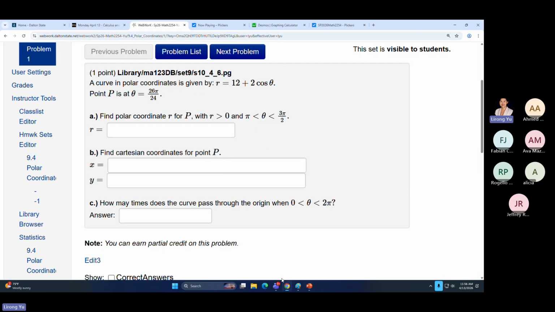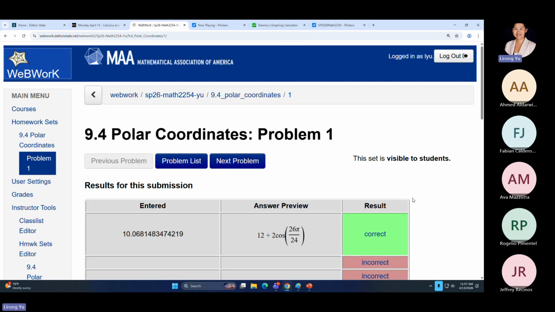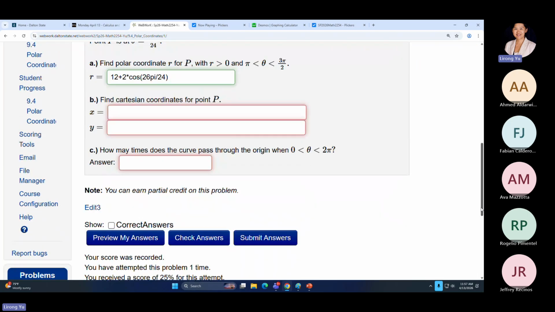So when we answer, I'm trying to look at the angle. So it's 12 plus 2 times cosine 26 pi over 24. 26 over 24 is a little bigger than 1, so the angle there is slightly bigger than pi. So that was the first question in this problem.